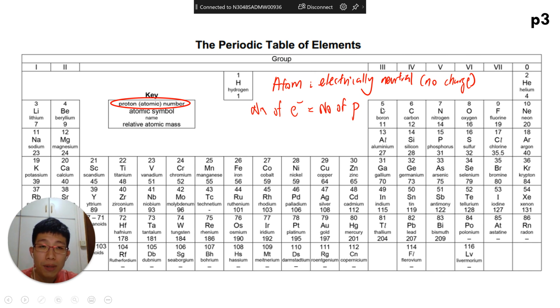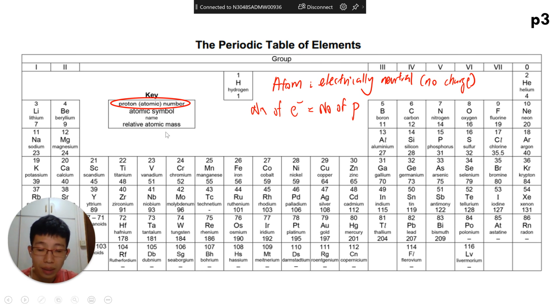In this case, boron has a proton number of 5. It means that it has 5 protons. So since it has 5 protons, it also means that it has 5 electrons, because every plus will always be accompanied with a minus. So the next one, relative atomic mass.